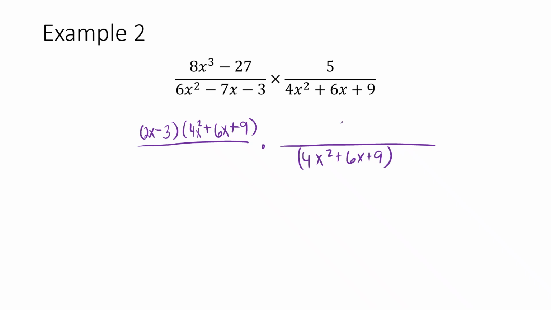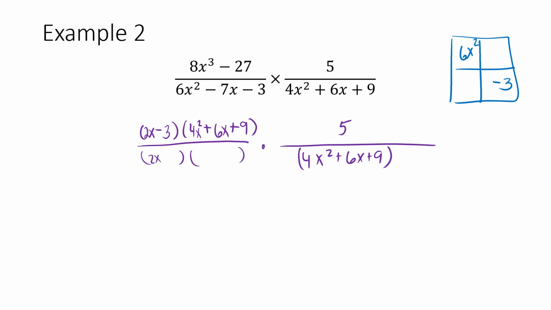Then we have the 5, and then I'm gonna play that little trick that I did on the last slide, because I don't want to factor 6x squared minus 7x minus 3. I just don't want to do it. So 6x squared, and then this will be the negative 3.